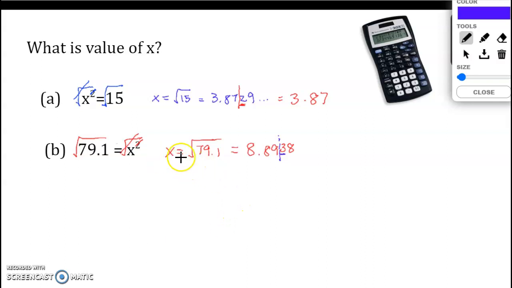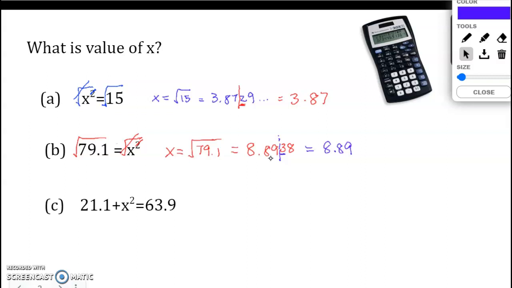Okay, so far we found the value of x to be 8.89 when 79.1 is equal to x squared. So x is equal to 8.89 to 2 decimal places. Next problem. This time I have 21.1 plus x squared is equal to 63.9. The numbers are getting more tricky, isn't it? Okay, what do I do?